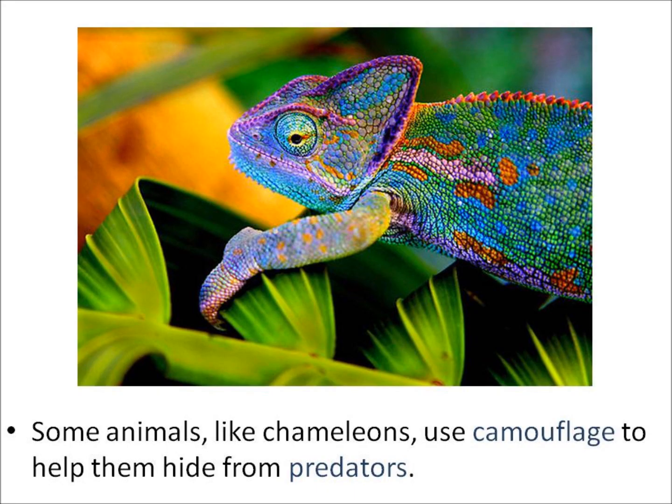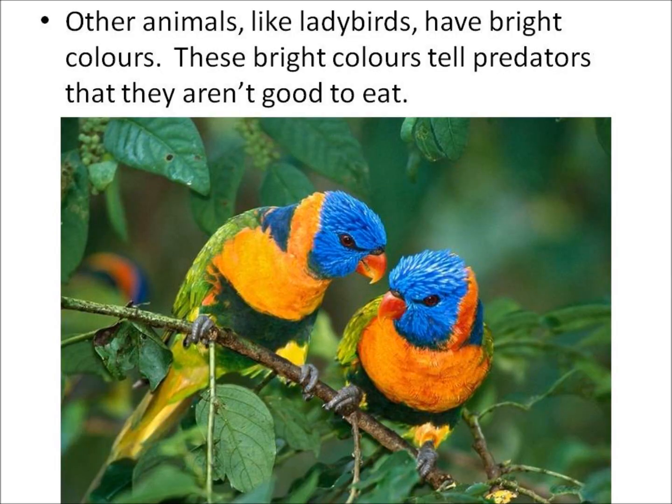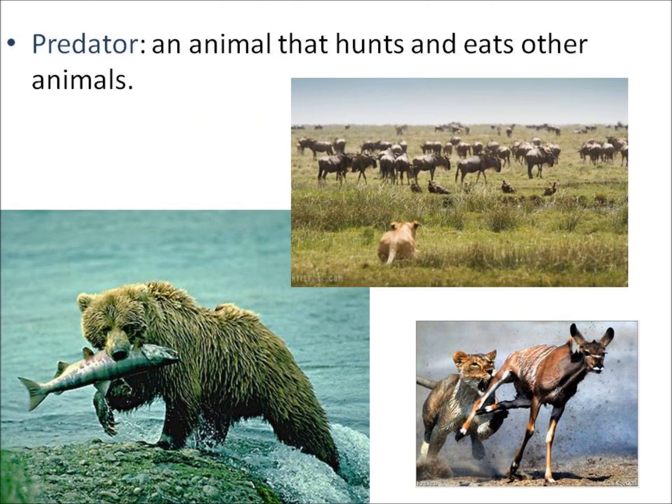Some animals, like chameleons, use camouflage to help them hide from predators. Other animals, like ladybirds, have bright colors. These bright colors tell predators that they aren't good to eat. Predator: an animal that hunts and eats other animals.